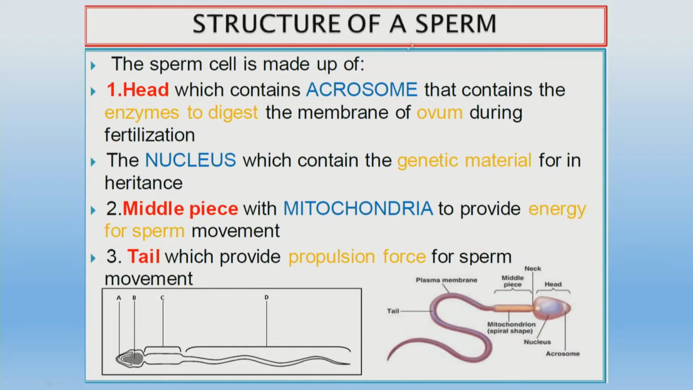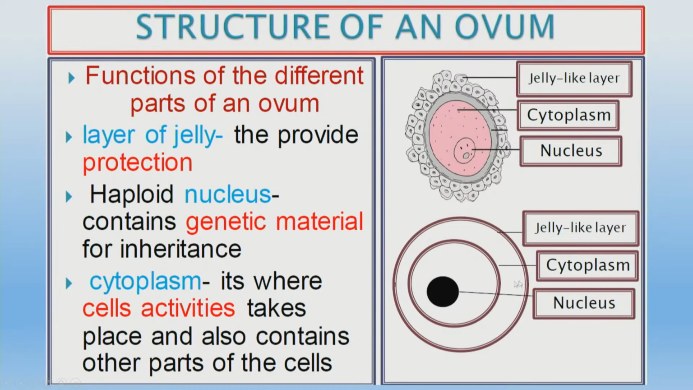And then we have the head here. And then this part represents the acrosome. And then we have the mitochondrion here on the middle piece. And then we also have the tail. All right. And then again, we are also expected to know the diagram or the structure of the ovum, together with all those parts which are stipulated on your examination guideline and the functions of those parts.